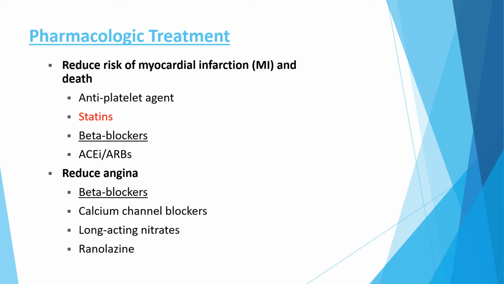Beta blockers and ACE inhibitors and ARBs also have an indication to reduce the risk of mortality in patients with a history of ACS or a history of an acute event. For agents that specifically only reduce angina, beta blockers do both, but we also have calcium channel blockers, long-acting nitrates, and ranolazine that specifically only target angina.